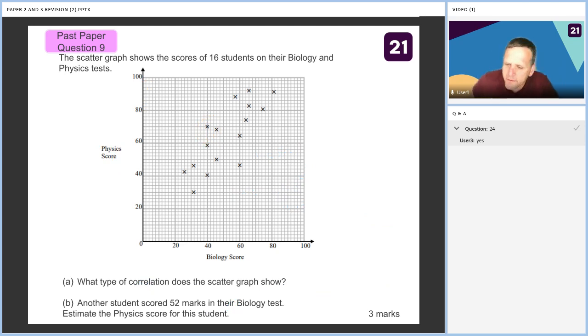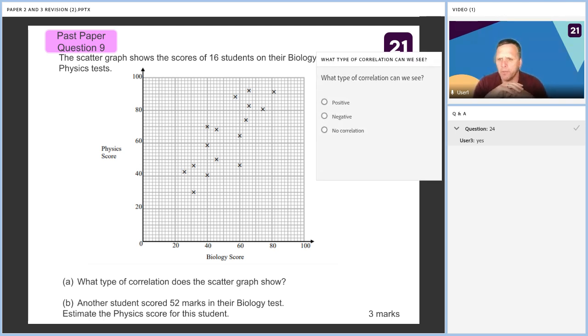Okay, so let's move on to the next one. Hopefully quite a short one. The scatter graphs show the scores of 16 students on their biology and physics tests. So what kind of correlation can we see? We've got a poll for this. What do we think we can see? What kind of correlation can we see looking at that there?